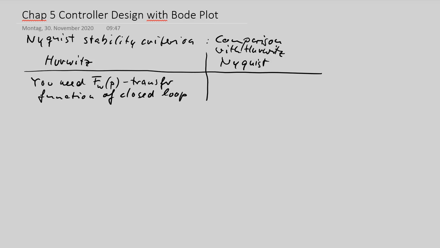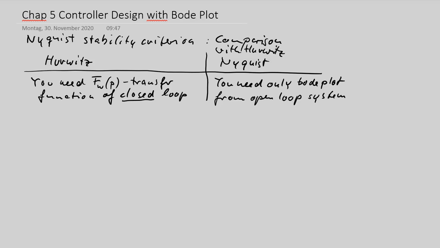Here in Nyquist, the difference is you need only a bode plot, which is much less information than a transfer function. You need the bode plot, and not from the closed loop. You need only the bode plot from the open loop, from the open loop system without feedback. Before you close the loop, you need the bode plot, and then we execute the Nyquist investigation, and then we get a message, an information, a prediction, what happens if you close the loop. That is nearly unbelievable that this is possible.